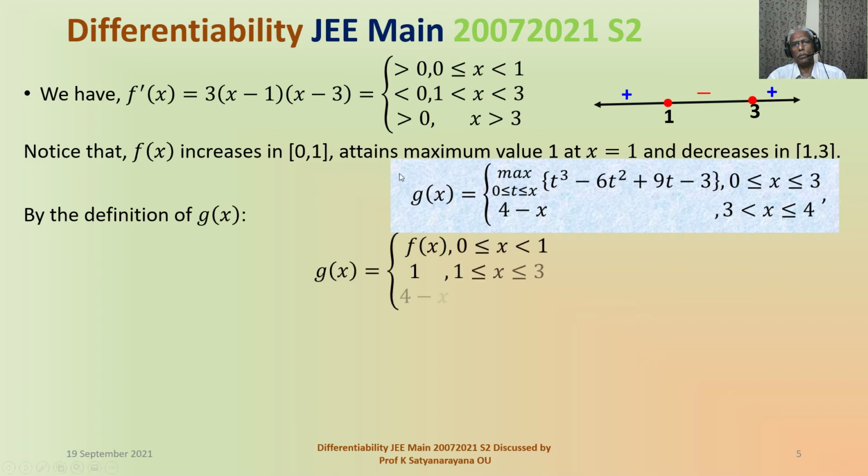Therefore, g of x is equal to f of x when 0 less than or equal to x less than 1. At x equal to 1, it takes the maximum value 1, and according to the definition, that maximum value is there up to 3. Therefore, for 1 less than or equal to x less than or equal to 3, that maximum value will be there according to the definition. After that, 4 minus x when 3 less than x less than or equal to 4. So this is your g of x. And if you see carefully, you can also talk about the continuity at x equal to 1 and x equal to 3.